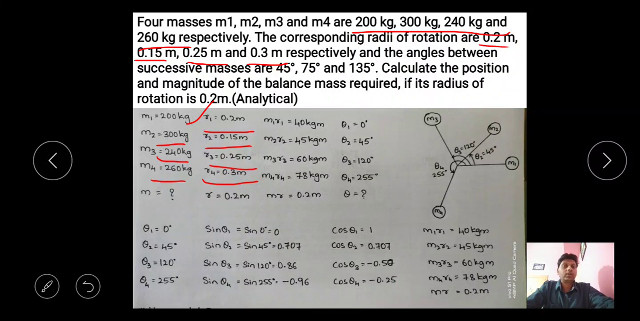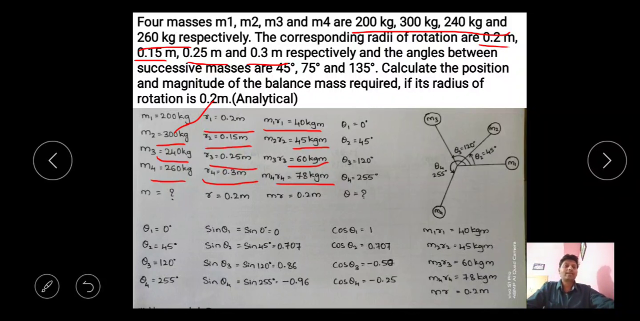You multiply 200 into 0.2, and you get m1 r1 as 40 kg meter. Here kg is there, here meter is there, so kg meter. m2 r2 will be 45 kg meter, that is 300 into 0.15. m3 r3 will be 60 kg meter. m4 r4 will be 78 kg meter. So like this you are taking m1 r1, m2 r2, and so on.